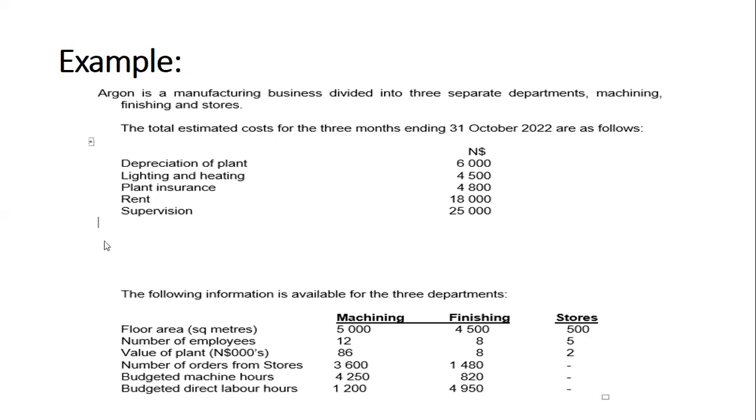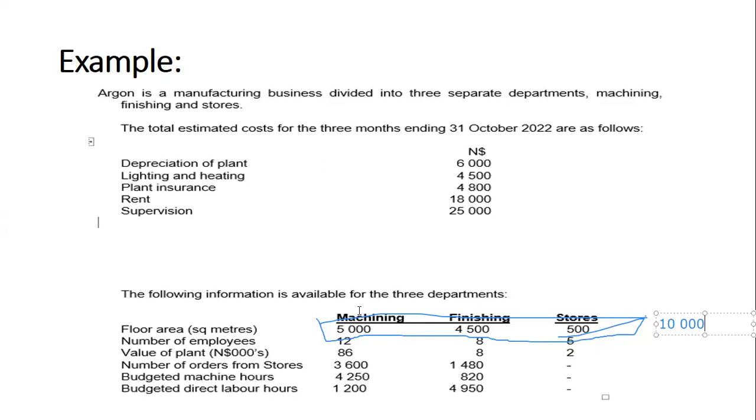So what we have to do then is take the total of the floor space for the three different departments. That is 5,000 plus 4.5 plus 500. So that's going to give us 10,000.